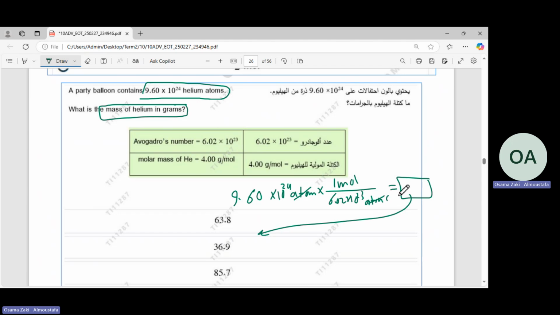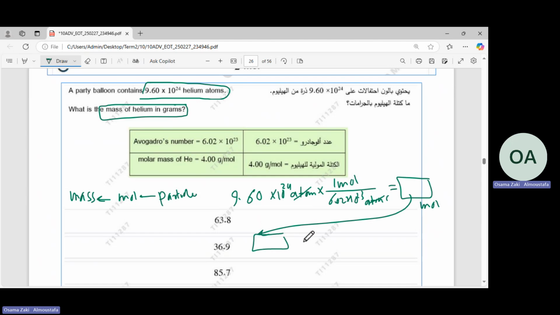This answer is in moles. As you see, we have mass, moles, and particles. So to convert from particles to mass, we have to pass through the mole. First, from particles to mole, this is the first step.